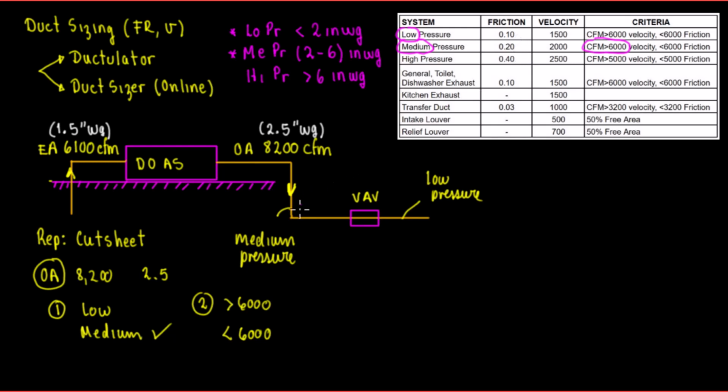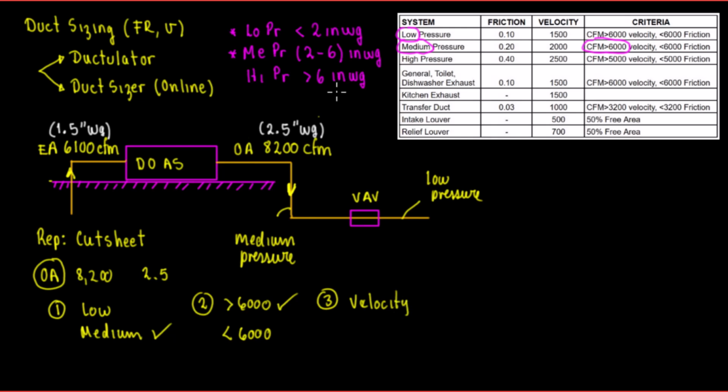So in here, what is the CFM? We're going to put a check mark. The CFM for the OA is 8200, so it's greater than 6,000. I'm going to be consistent with the colors because I usually also use these tables as my cheat sheet sometimes. So there you go. It's greater than 6,000, and step number 3 is, how do you size it? If it's medium, it's more than 6,000, and if it's more than 6,000, you use velocity.